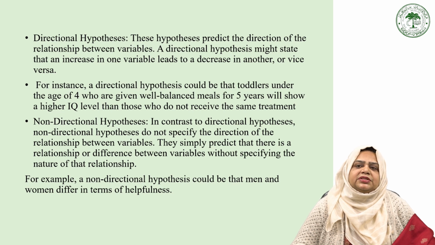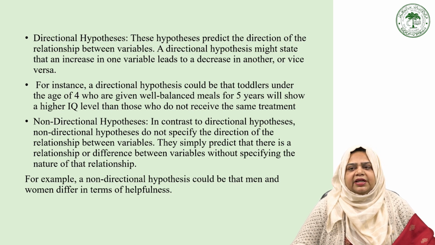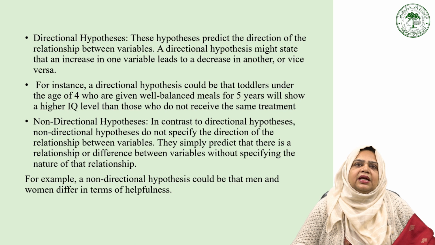Next category of hypothesis is directional hypothesis. A directional hypothesis predicts the specific direction of the relationship between the variables, such as stating that one group will have more of a certain characteristic than another group. For example, in an experiment, we might hypothesize that participants who have been sleep deprived for 24 hours will have more cold symptoms after being exposed to a virus compared to participants who have not been sleep deprived.